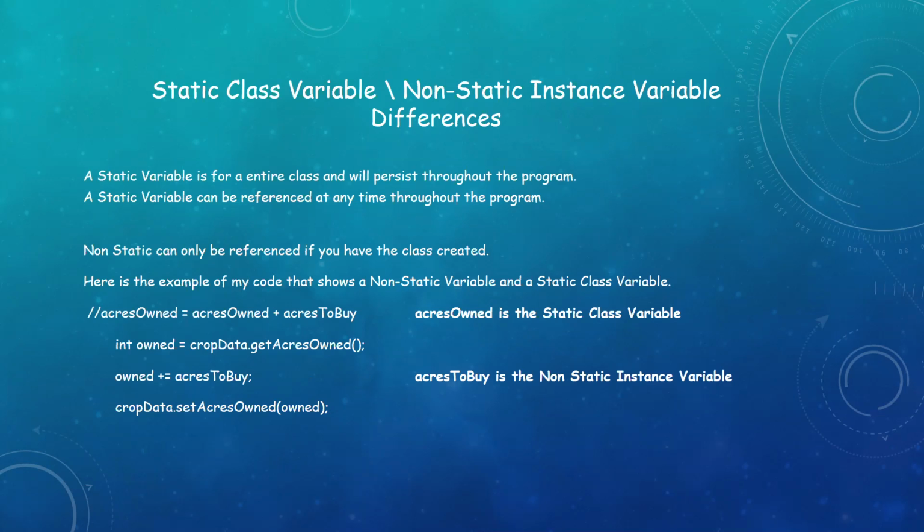And then acres to buy is the non-static instance variable, where it'll run one time, and as soon as it's done running, it'll have to be run again, and it'll only run in that program class area.